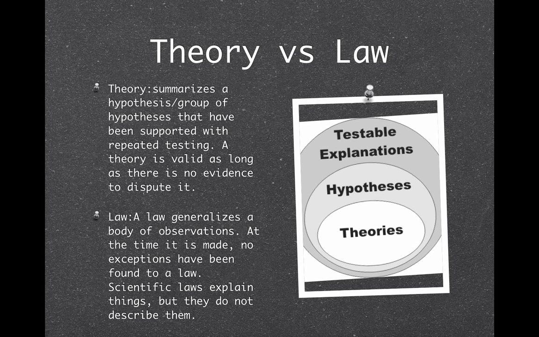Whereas a law is a generalized body of observations that at the time it's made has no exceptions that can be found. So this is the one that's truth. It's proven time and time again. They can see its beginning and its end. Scientific law explains things, but it doesn't describe things. A theory usually describes the stuff that's happening.